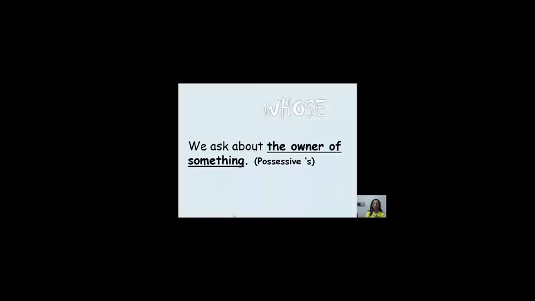Whose. We use whose to ask about the owner of something. What is this something belongs to? When I ask whose is that pencil, the answer is it's Jack's pencil. It means this is the pencil of Jack. We use here the possessive apostrophe s, which means that this pencil belongs to Jack. It's Jack's pencil. So whose, we use it to ask about the owner of something.